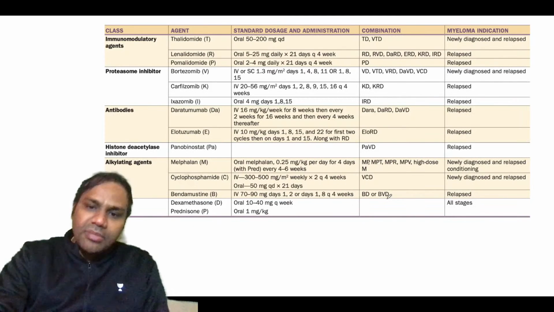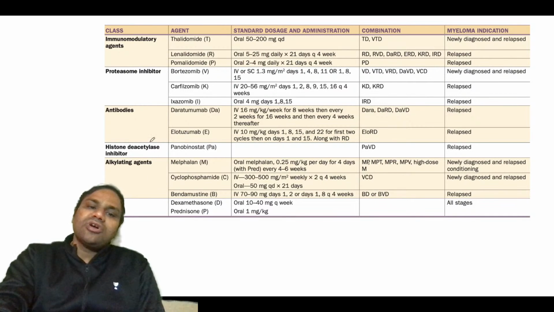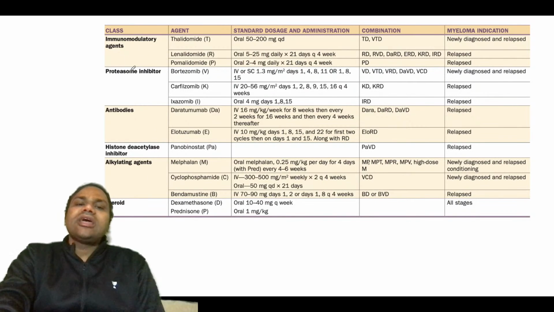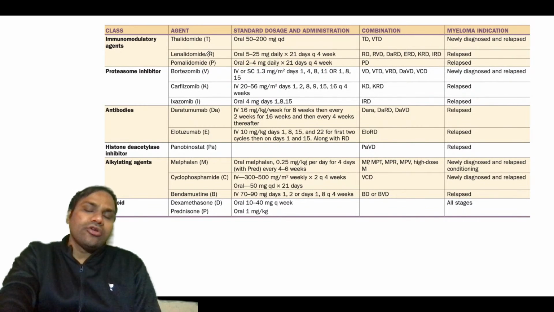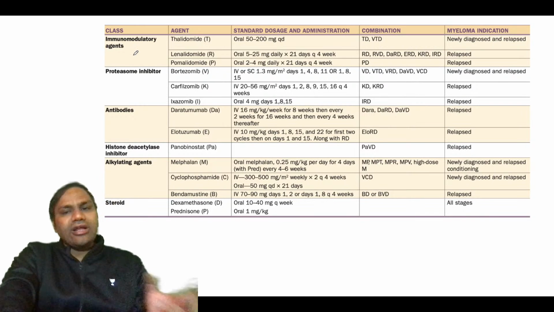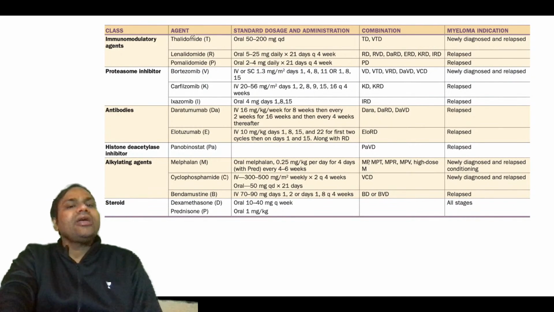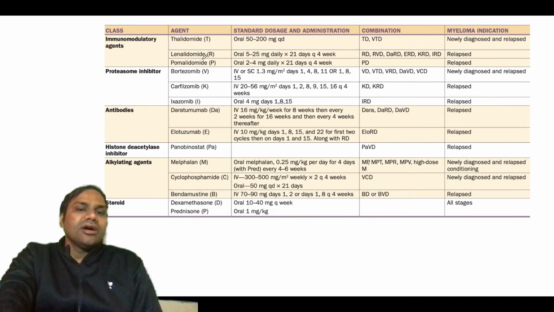This is from your Harrison's, and you need to know these classes of drugs which are used. There are immunomodulator agents. Thalidomide is a very common immunomodulator which is used in case of multiple myeloma. Then you have lenalidomide and pomalidomide. Mostly you select thalidomide or lenalidomide. If you have a newly diagnosed case of multiple myeloma, then you mostly select thalidomide, and if there are relapse cases, then you select lenalidomide.